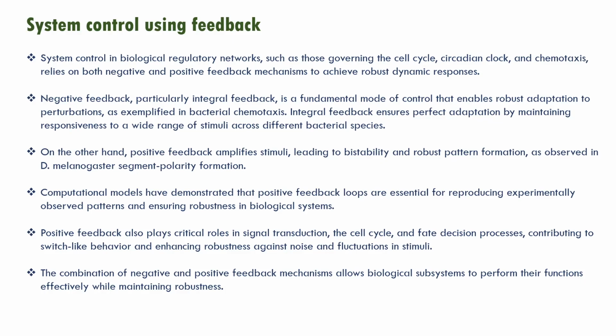First is system control using feedback. So system control in biological regulatory networks, such as those governing cell cycles, circadian clock, and chemotaxis, rely on both positive and negative feedback mechanisms to achieve this robust dynamic response. The negative feedback, particularly integral feedback, is a fundamental mode of control that enables robust adaptation to perturbations as exemplified in bacterial chemotaxis. Integral feedback ensures perfect adaptation by maintaining responsiveness to a wide range of stimuli across the bacterial species.